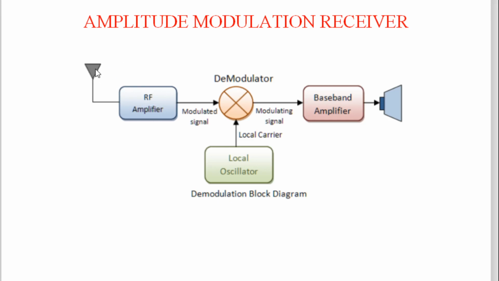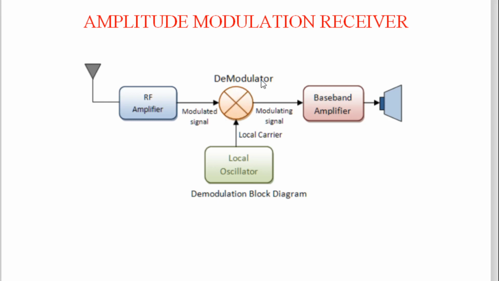This radio amplifier is there. So the antenna converts those radio frequencies into an electrical signal, because the antenna is what? The antenna is an electric to electromagnetic converter, and vice versa, an electromagnetic to electric converter. When it is converting that signal into an electric signal, it comes to the RF amplifier, radio amplifier, and then it is given to the demodulator circuit.